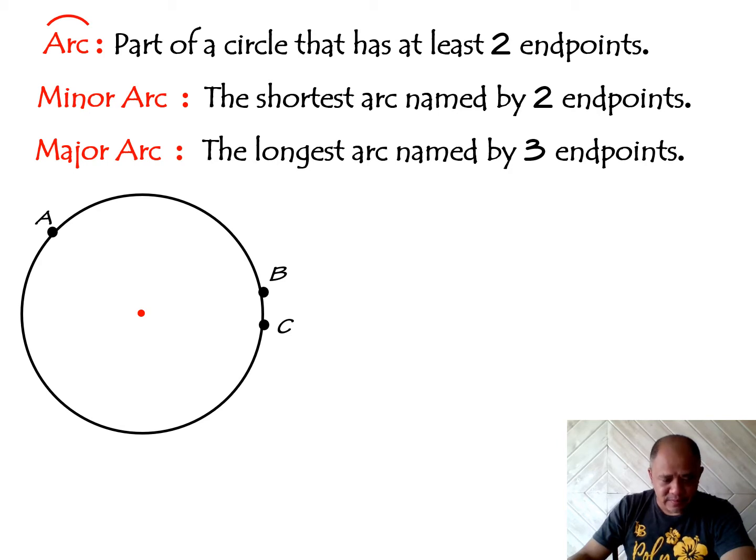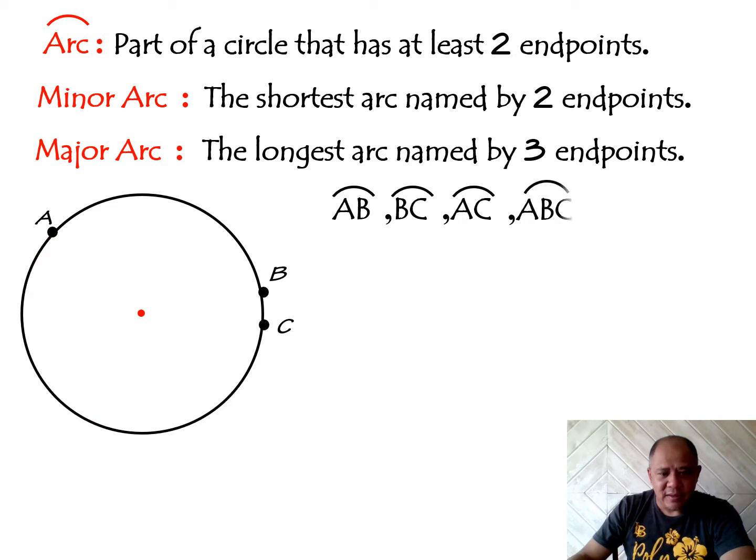Now notice, here's a circle with 3 points, A, B, and C. So how many arcs do you see there? Well, let me show you. First of all, there's arc AB from here to here. Then there's arc BC, which is from here to here. Next, we have arc AC, which is from here to here, A to C.